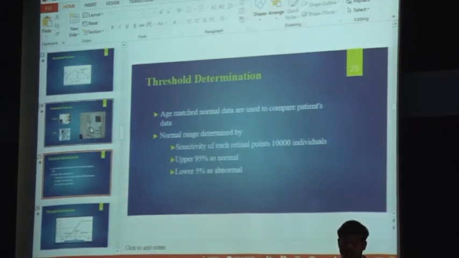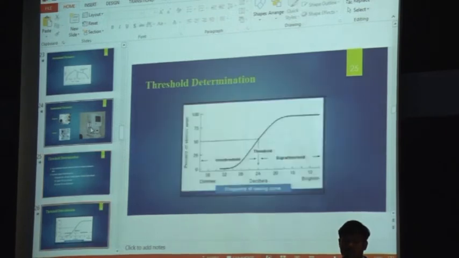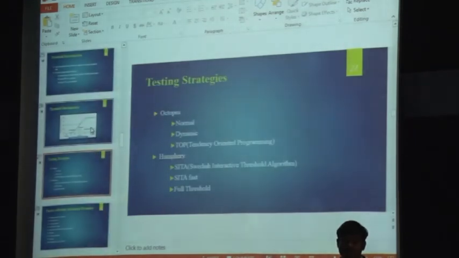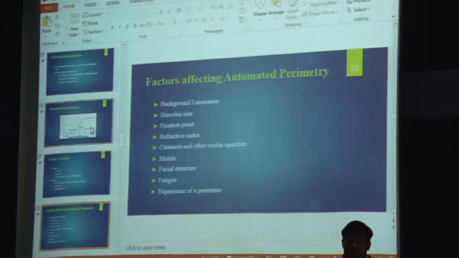Normal range is determined by the sensitivity of each retinal point in 10,000 individuals. The upper 95% is taken as normal, the lower 5% as abnormal. Threshold determination: infra-threshold, threshold and supra-threshold. Testing strategies in Octopus are normal, dynamic and TOP, tendency oriented programming. In Humphrey, SITA is the Swedish interactive threshold algorithm, SITA fast and full threshold.